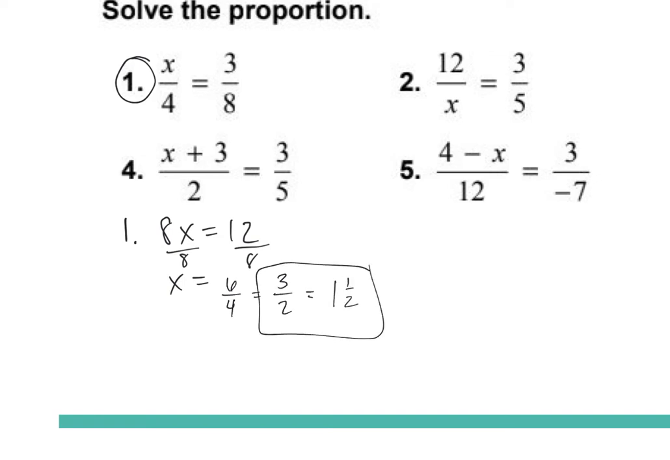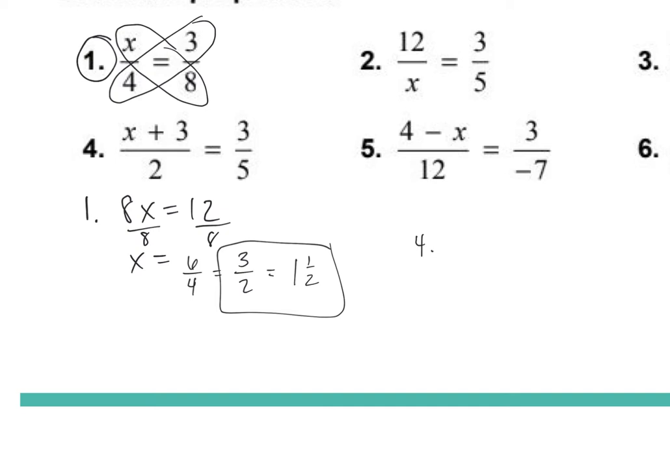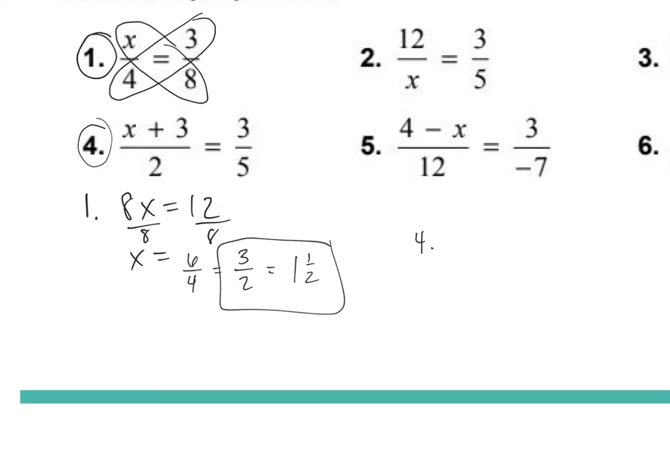Very good. Now, the reason we got 8x equals 12 is because we cross multiplied. The 8 gets multiplied to the x, and the 3 and the 4 get multiplied, and we set them equal to each other, okay? Let's do number 4 as well. Someone other than Teresa, walk me through number 4. Nico, let's go.